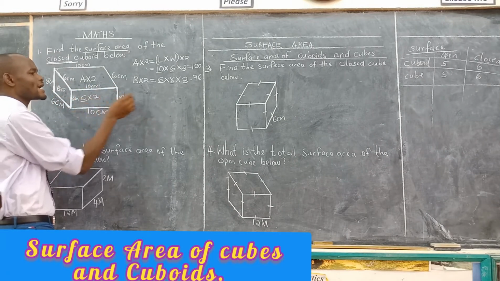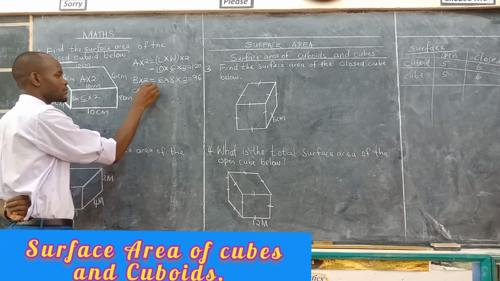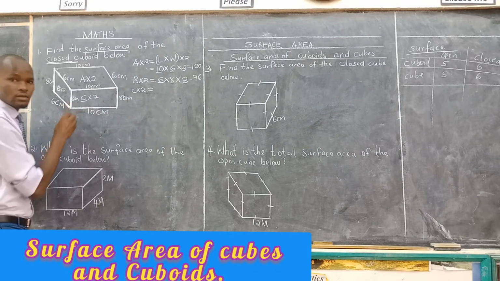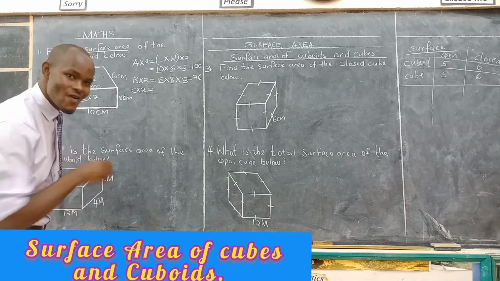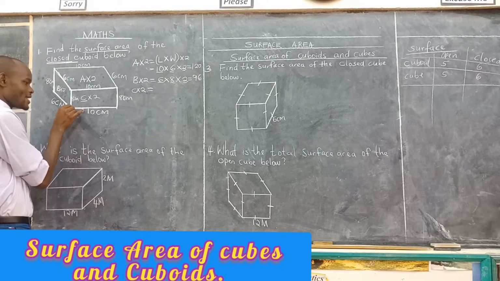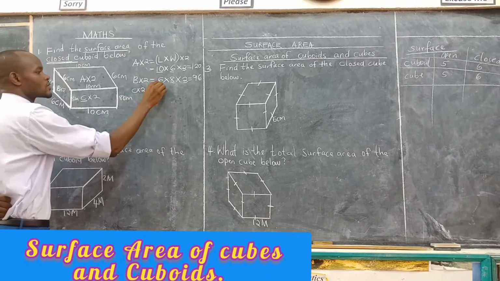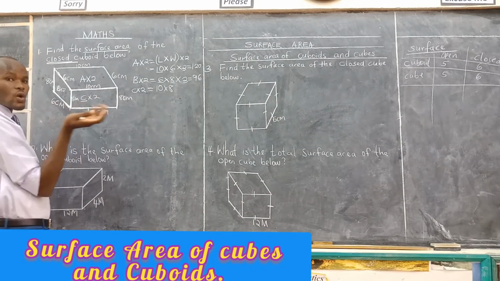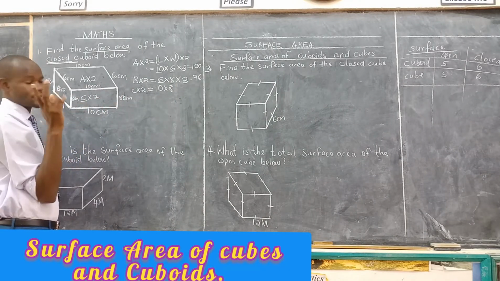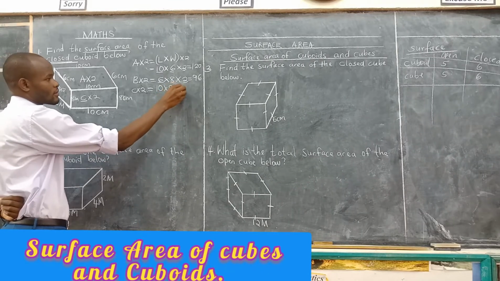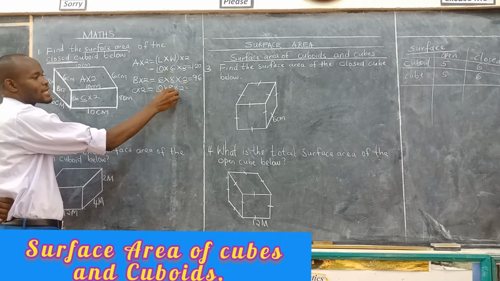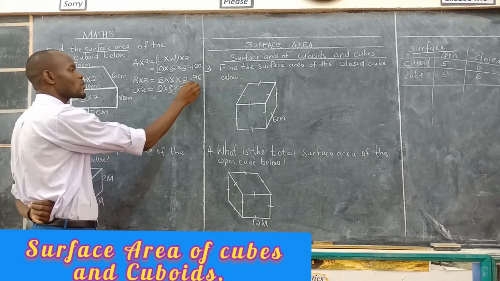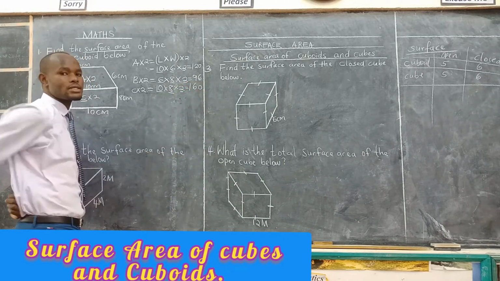rectangle and we are naming it C. Multiply by 2. What are the measurements of this rectangle? 10, then we have 8. So it is 10 times 8. Since we have another rectangle on the other side, we multiply by 2. 10 times 8, you get 80. 80 times 2, you get 160 centimeters squared.